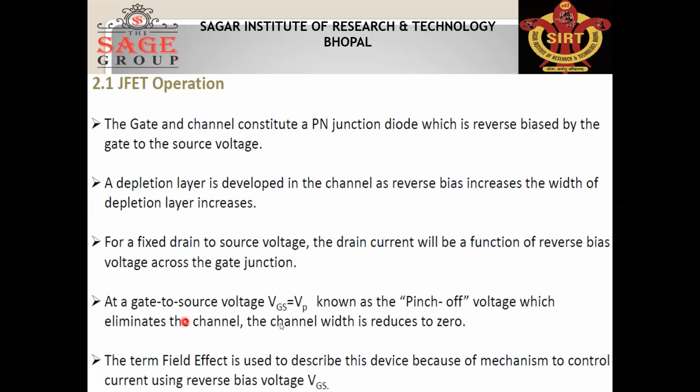So at the gate source voltage, VGS, equal to VP, known as the pinch off voltage, the channel is eliminated and the channel width is reduced to zero. Not actually zero, it will be minimum. In that case, we can assume it will be the minimum at the pinch off voltage.